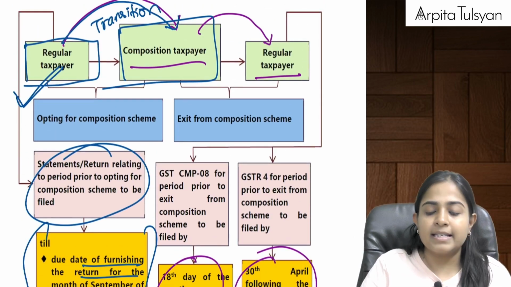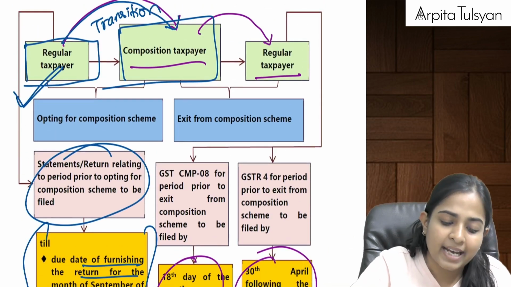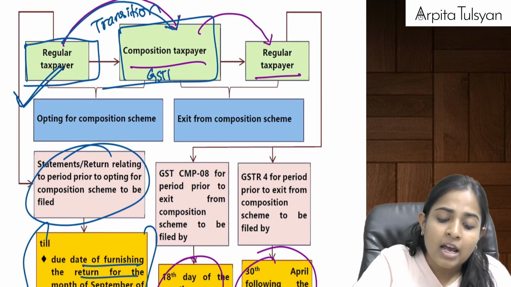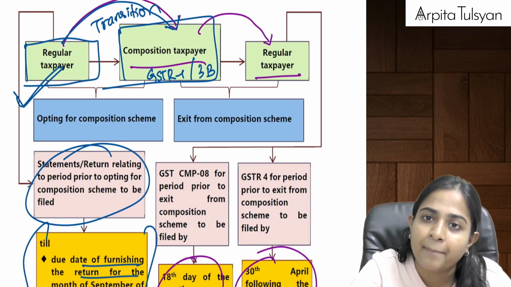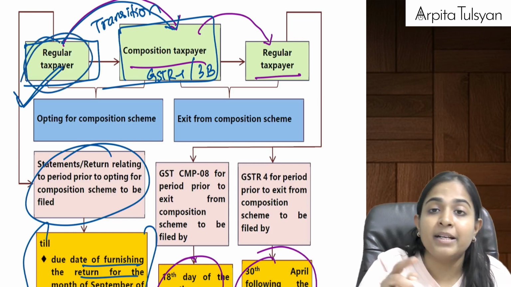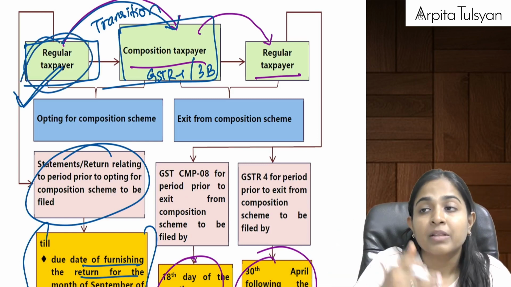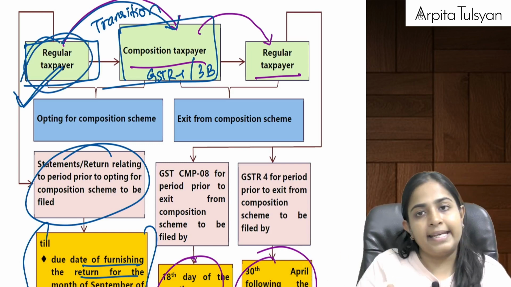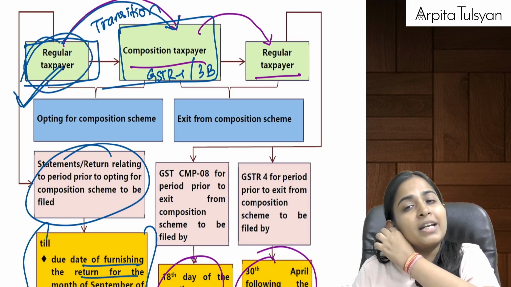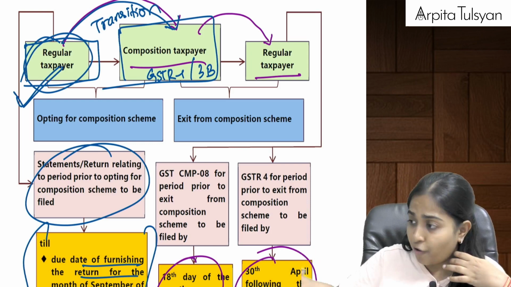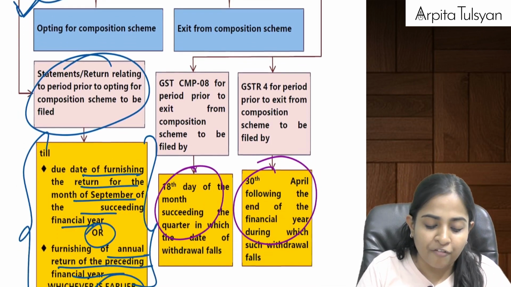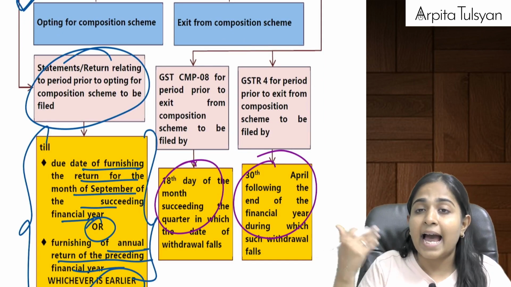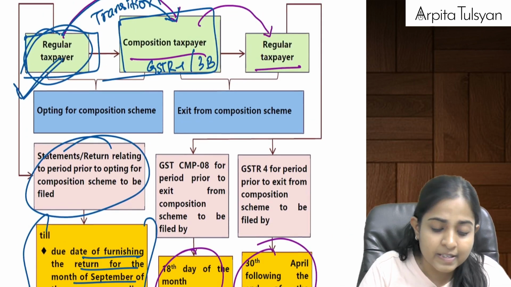Now listen, since we are coming under composition, can we say GSTR 1 and 3B will not be applicable now because GSTR 4 will be applicable? But for the prior period, is he still required to file GSTR 1 or 3B? Yes, so that should be filed till the due date for filing the return for the upcoming September month, or the date of filing the annual return for the last year, whichever is earlier.